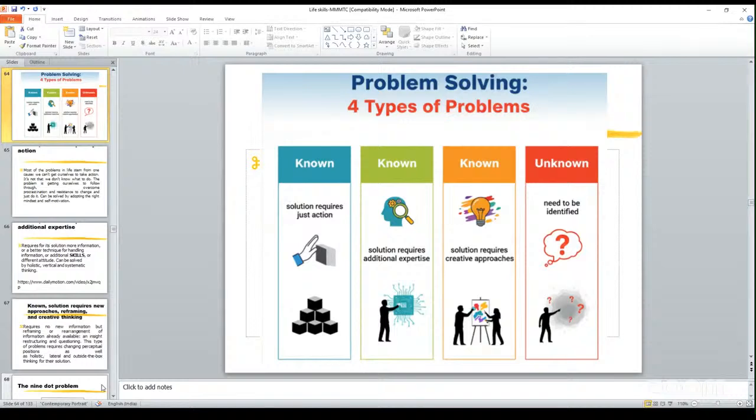Then the known problem, but the solution requires creative approaches, which usually we have seen in primary schools and high schools, where the creative approaches would work out. Through their art and drawing classes. We have seen this from primary schools to the high schools. Practically.